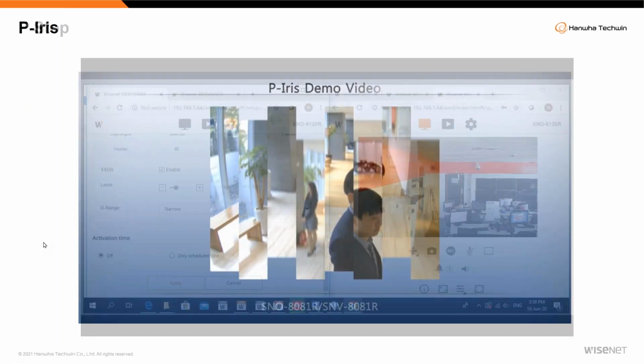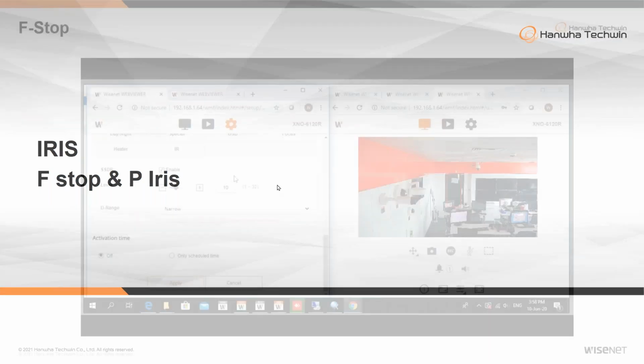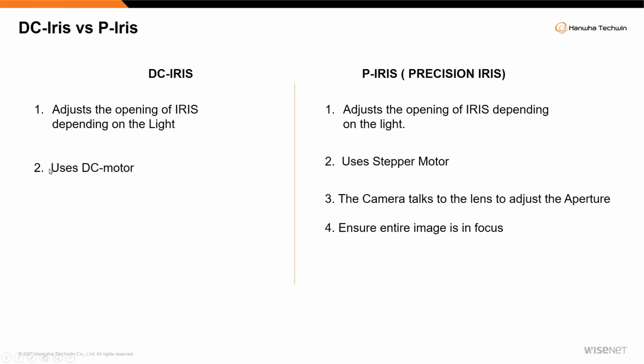Okay, done. Now this closing and opening of iris, there are two methods: automatic method, DC iris, and P iris, precise iris. DC iris means you have a motor, which is a DC motor which will control the opening and closing of the iris. Then we have P iris, precise iris, or precision iris. What is the difference? It uses a different type called stepper motor.